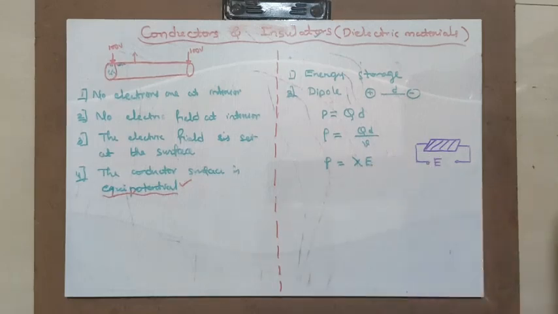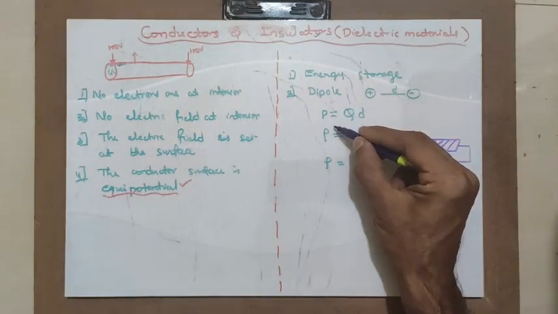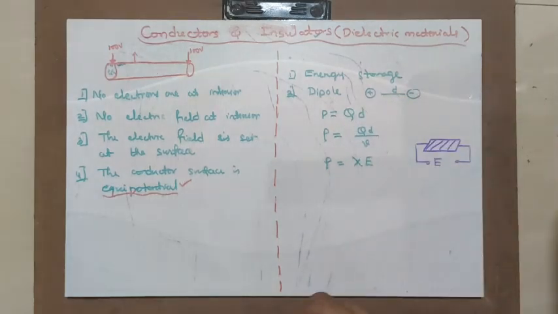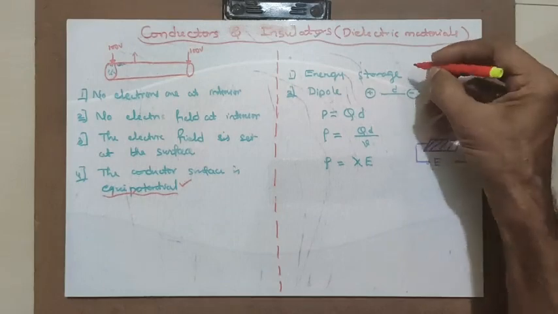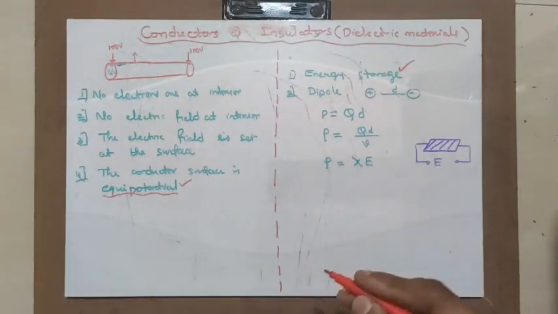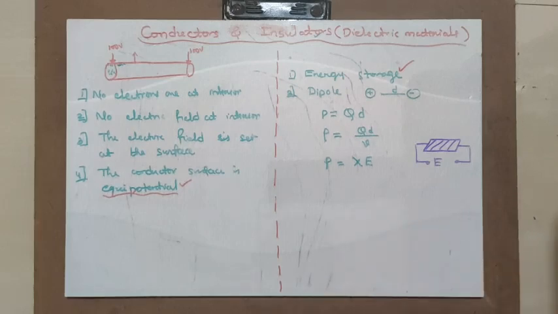Now, this is how the insulators are acting. Mainly the dipole moment and polarization are the characteristics of insulators. They are mainly used for energy storage. Conductors are used for conduction of current, and insulators are used for storage of energy.